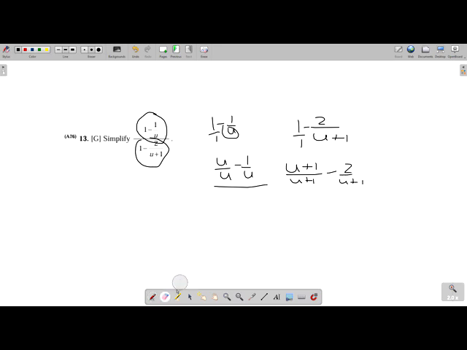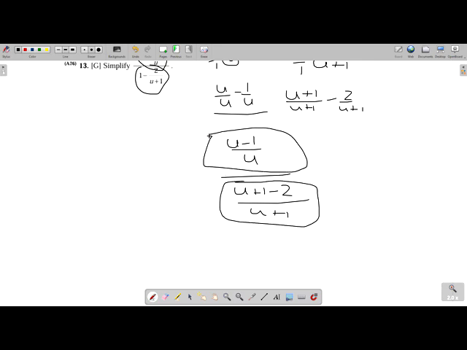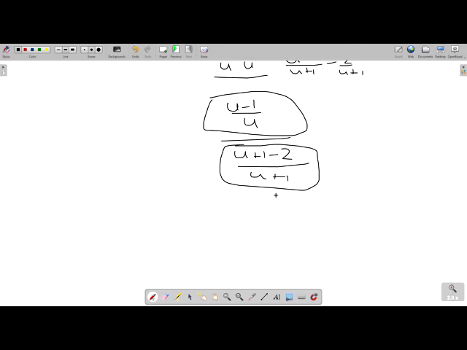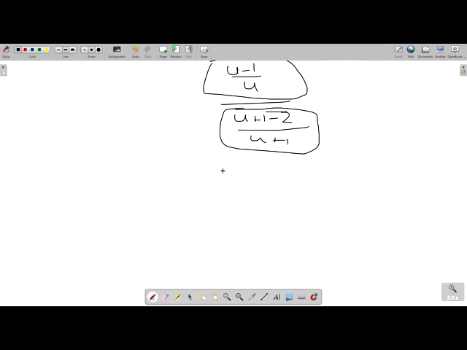Okay, so now we're going to put them under the same denominator to make them easier. So u minus 1 over u plus 1 minus 2 over u plus 1. We're going to subtract these two numbers to get u minus 1, u plus 1, and then after that, divided by u minus 1, u plus 1.